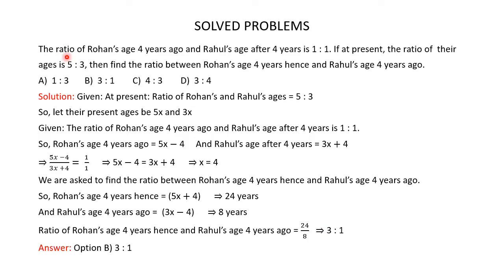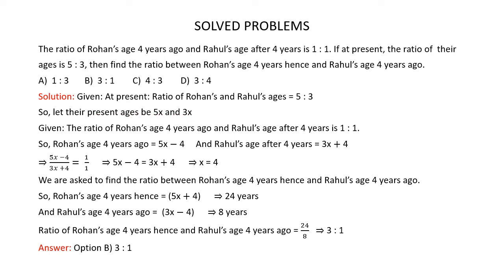The ratio of Rohan's age 4 years ago and Rahul's age after 4 years is 1:1. If at present the ratio of their ages is 5:3, then find the ratio between Rohan's age 4 years hence and Rahul's age 4 years ago. You're given 4 options here and you have to find out which of these options is the correct one. Now it's given that at present ratio of Rohan's and Rahul's ages is 5:3. So let their present ages be 5x and 3x.